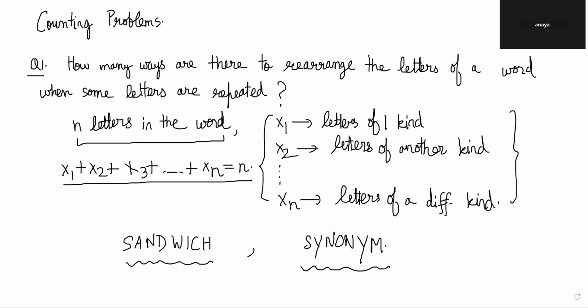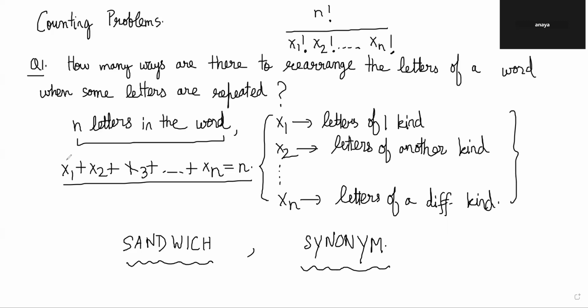The number of ways to rearrange a word in general, if it didn't have any repeating letters, would be n factorial. So would this one just be n factorial divided by how many repeating letters there are, like x1 factorial, x2 factorial, and stuff like that? So if there is no repetition, all the letters can be rearranged in n factorial ways.